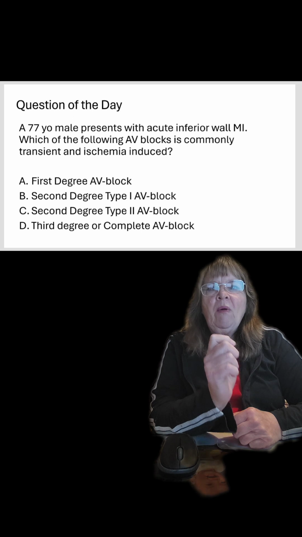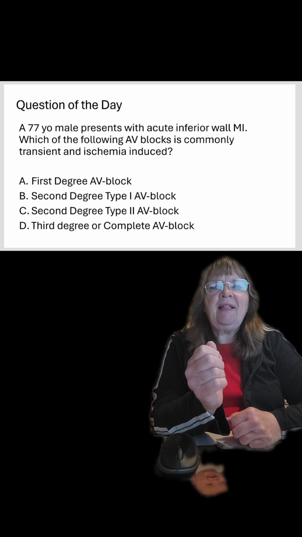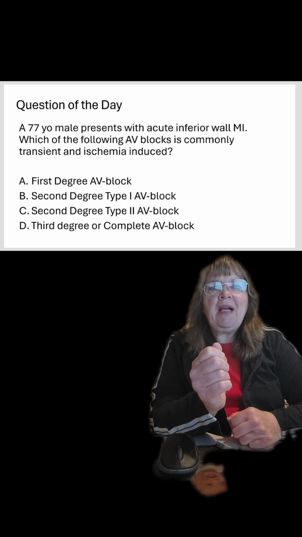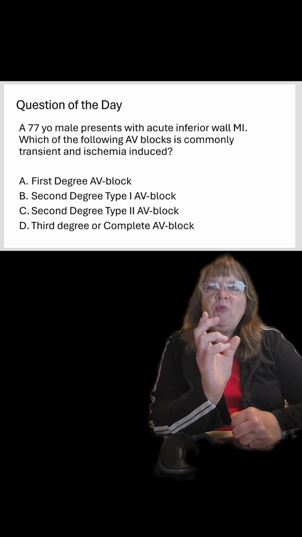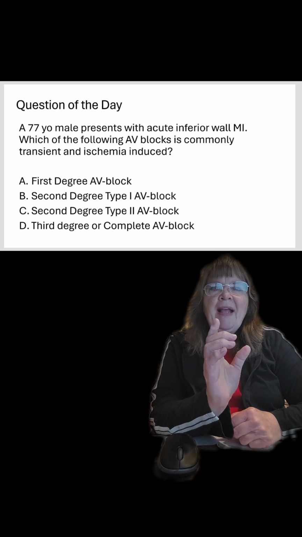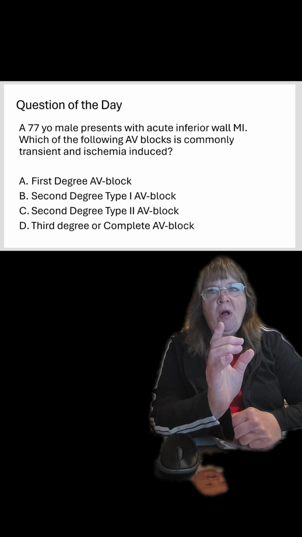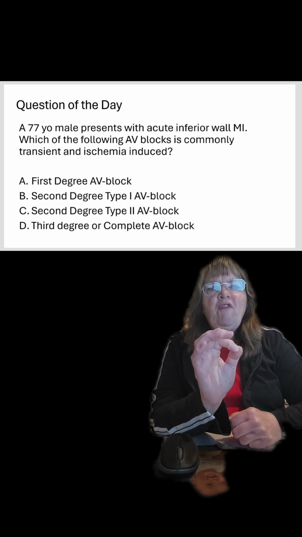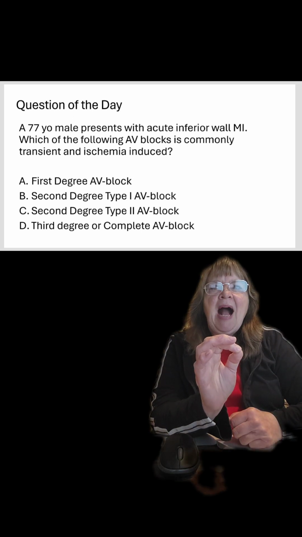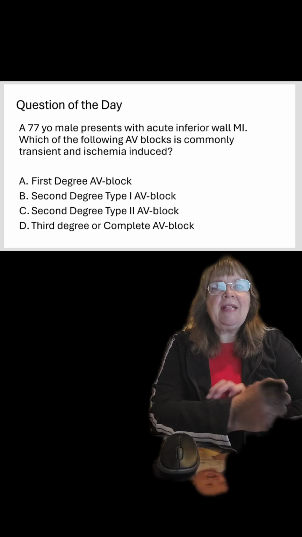Now keep in mind, when we are talking about inferior wall MIs, those are the patients that are most likely to have AV block, because think about the right coronary artery is the one that's responsible for supplying the AV node. So we see AV nodal block a lot in inferior wall MIs. So with that in mind, go back to the question, which of the following AV blocks is commonly transient and ischemia induced? Take a second.